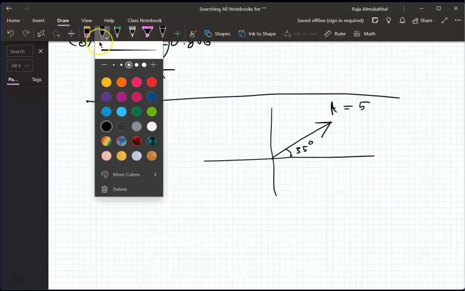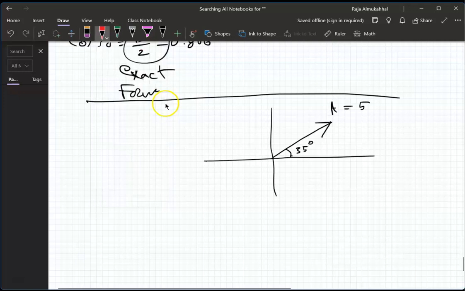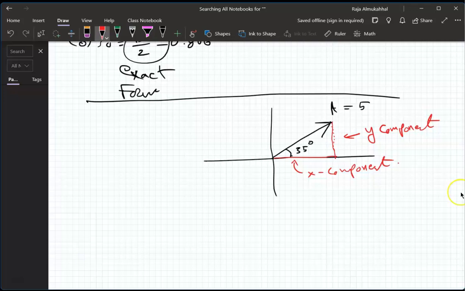What that means is, what I'm interested in is finding this length here, which is called the y component. And here is the x component right here. So the question is, how do I find them?